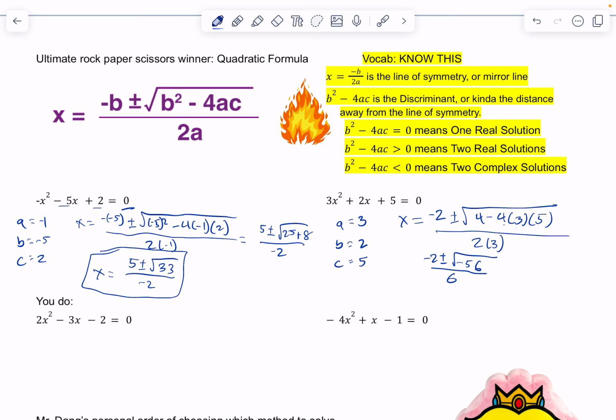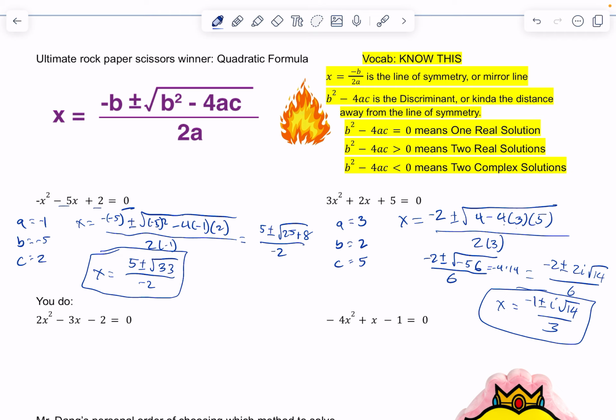Because I can pull a 4 out of that. Yeah, I can pull a 4 out of there, which means I'm going to pull out a 2. Because this also equals -4 times 14. Yeah, 14. So that's going to be -2 plus or minus 2i square root 14 over 6. I can simplify that to be x equals -1 plus or minus i square root 14 over 3.